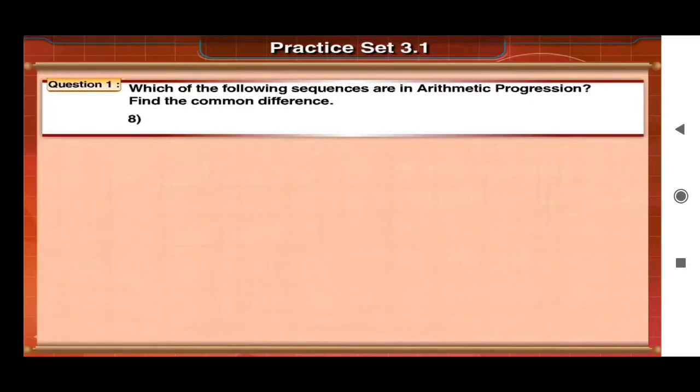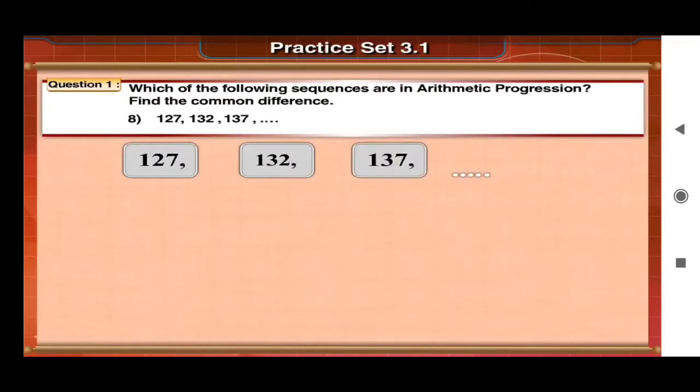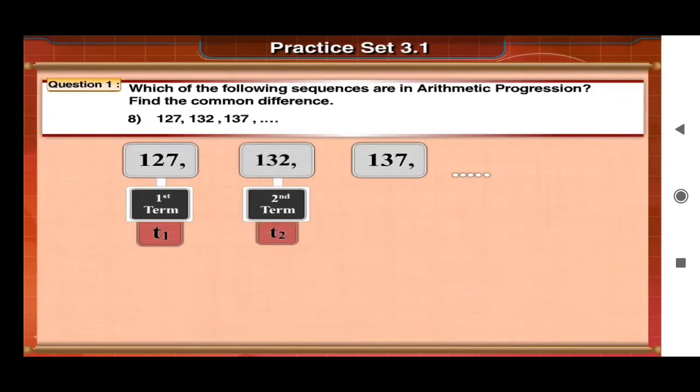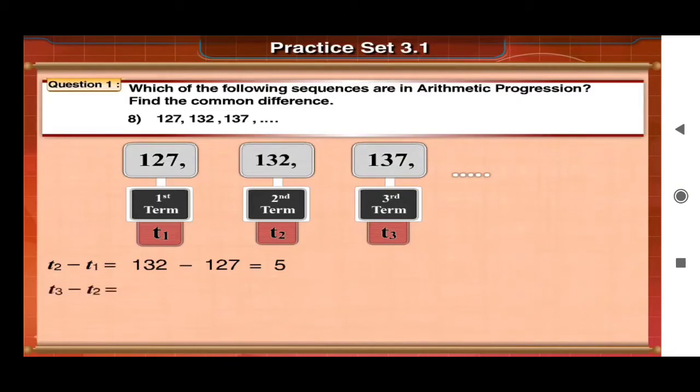8. 127, 132, 137, and so on. The first term here is T1, that is equal to 127. The second term is 132, which is T2. So T2 minus T1 will be equal to 132 minus 127, that is equal to 5. The third term of the given sequence is 137. Therefore, T3 minus T2 is equal to 137 minus 132, that is equal to 5.